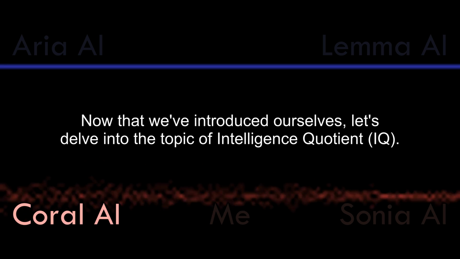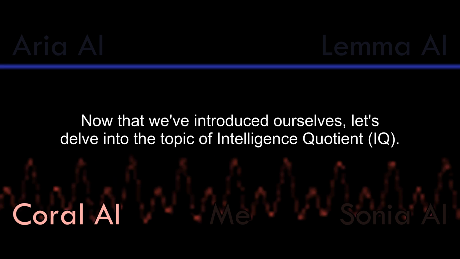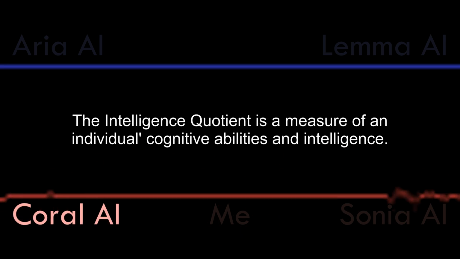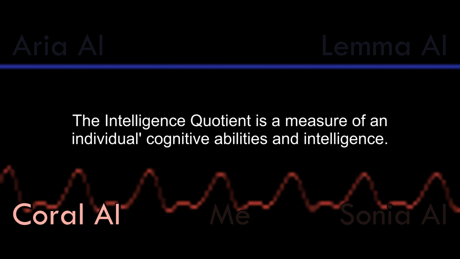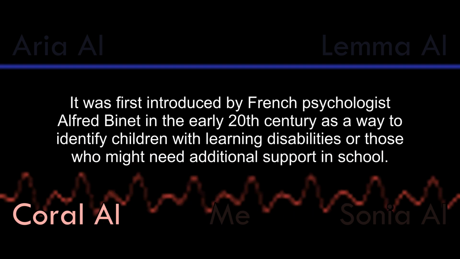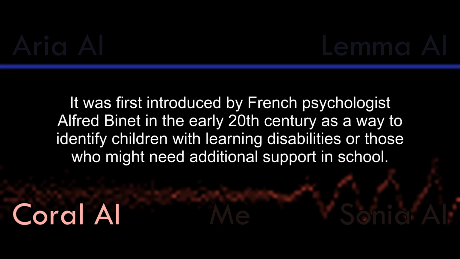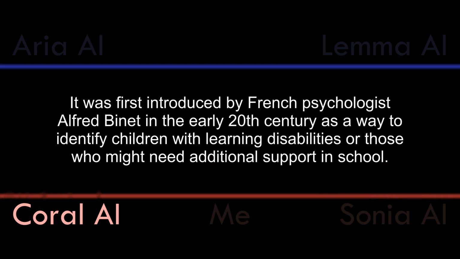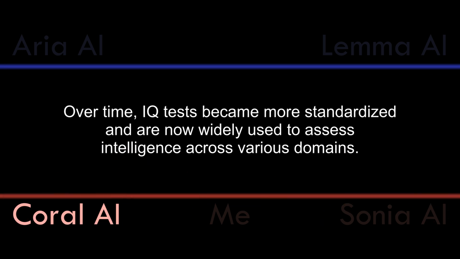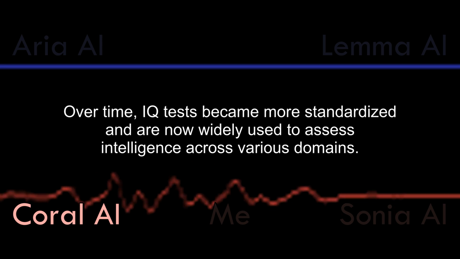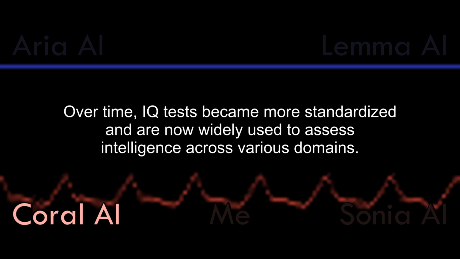Now that we've introduced ourselves, let's delve into the topic of Intelligence Quotient, IQ. The Intelligence Quotient is a measure of an individual's cognitive abilities and intelligence. It was first introduced by French psychologist Alfred Binet in the early 20th century as a way to identify children with learning disabilities, or those who might need additional support in school. Over time, IQ tests became more standardized and are now widely used to assess intelligence across various domains.